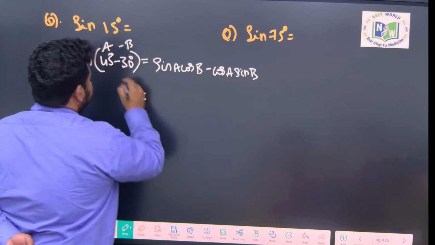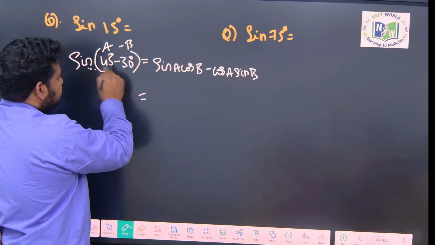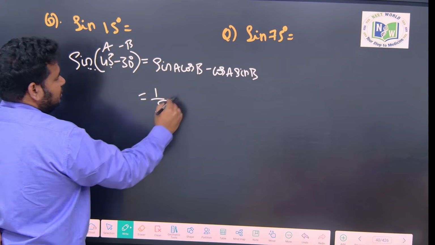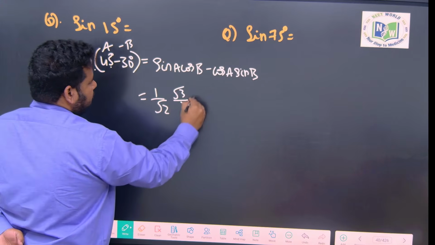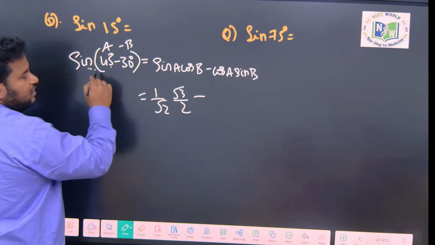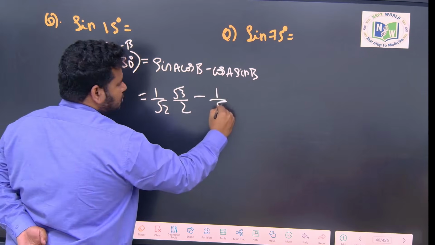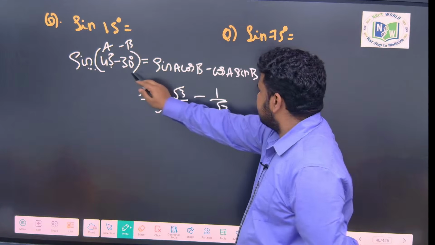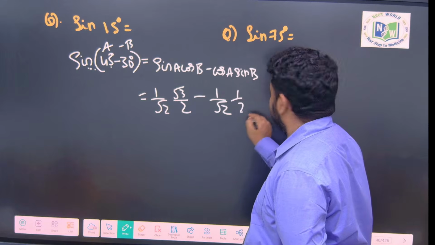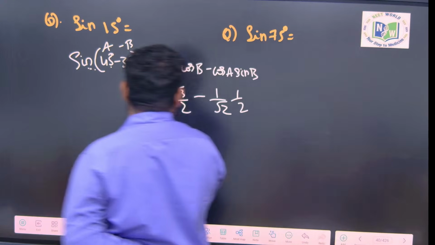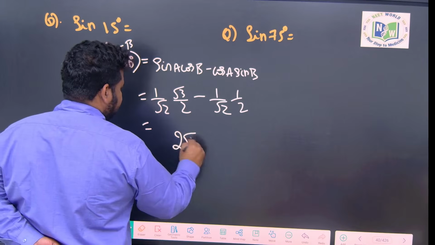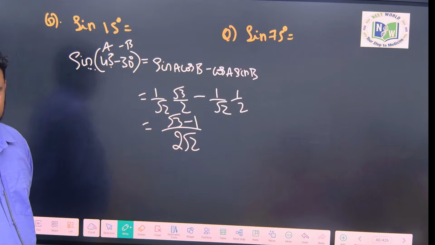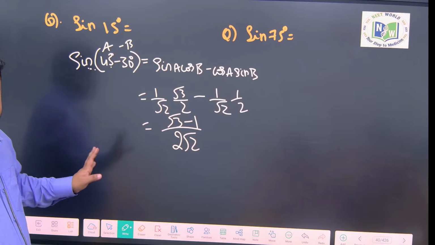So sin A is what here? Sin 45, which is 1 by root 2. Cos B is what? Cos 30, which is root 3 by 2, minus cos A. Cos A is cos 45, 1 by root 2. Then sin 30 is what? 1 by 2. So LCM is 2 root 2. This is root 3 minus 1 by 2 root 2. Like this you can derive if you don't know. But you should know the values.